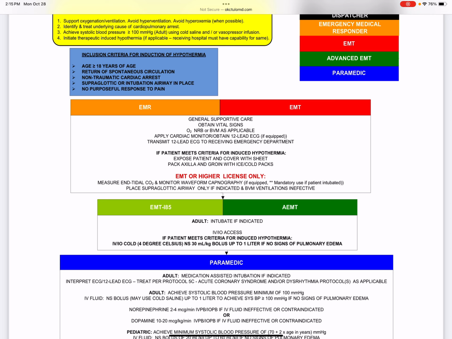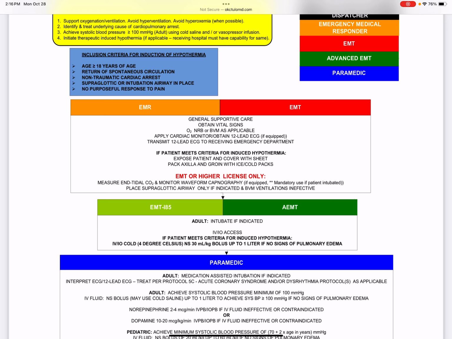If you see on a test or anything like that something else that's not listed in this blue box, it is not one of the inclusion criteria. But you have to have this stuff right here for induction of hypothermia. So again, 18 years of age or older, and you have to have ROSC. That one should be pretty simple. You're not going to start the hypothermia protocol if you don't obtain ROSC, because they'll still be in cardiac arrest.